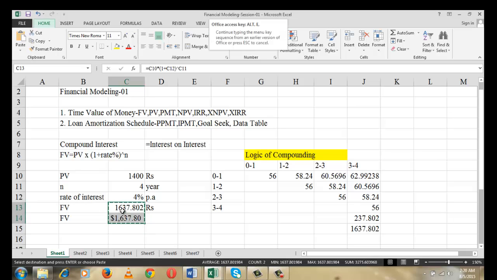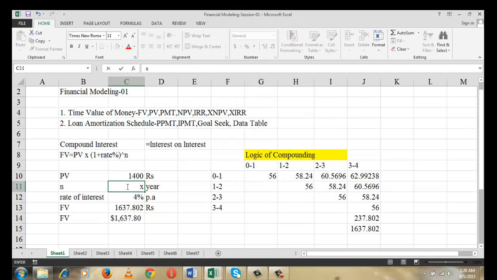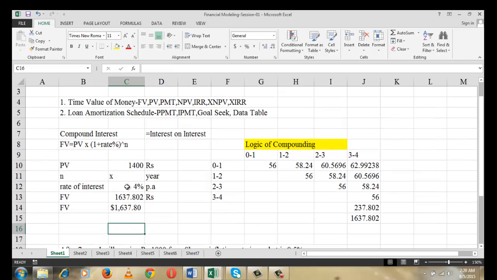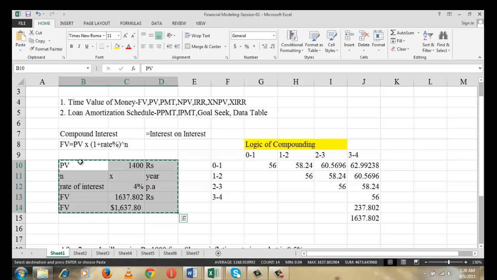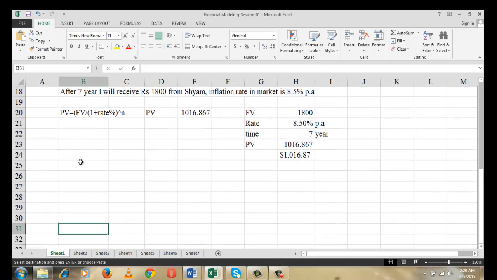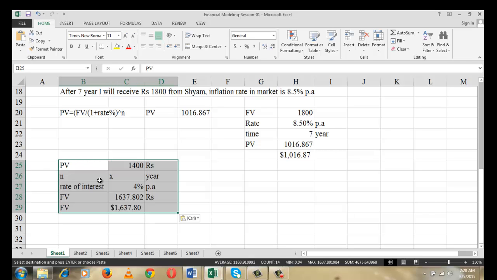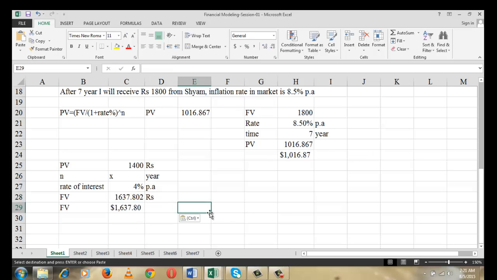Let me remove the formula, otherwise the figure will change. So suppose I don't know the time period. Suppose that it is X years. I want to know after how many years my 1400 will become 1637.802 if the money is growing at the rate of 4% per annum, that is, if I deposited the money in a bank where the bank is offering me 4% interest per annum.